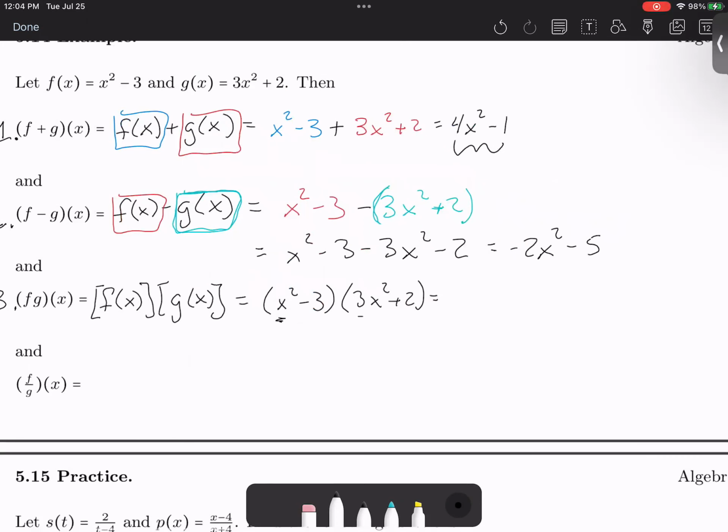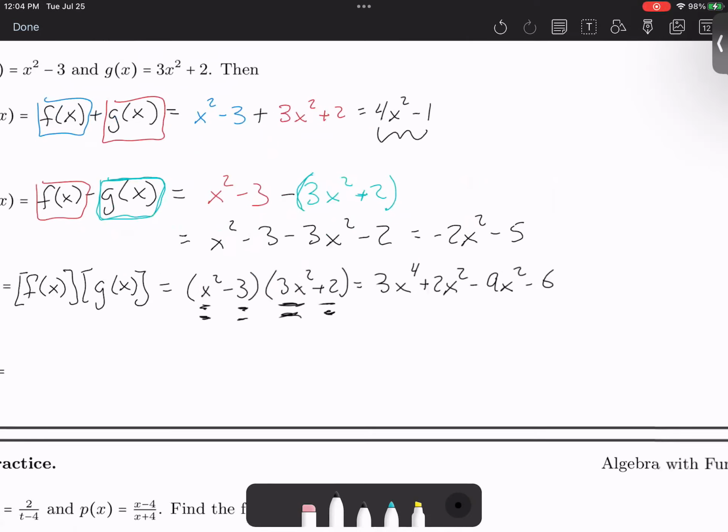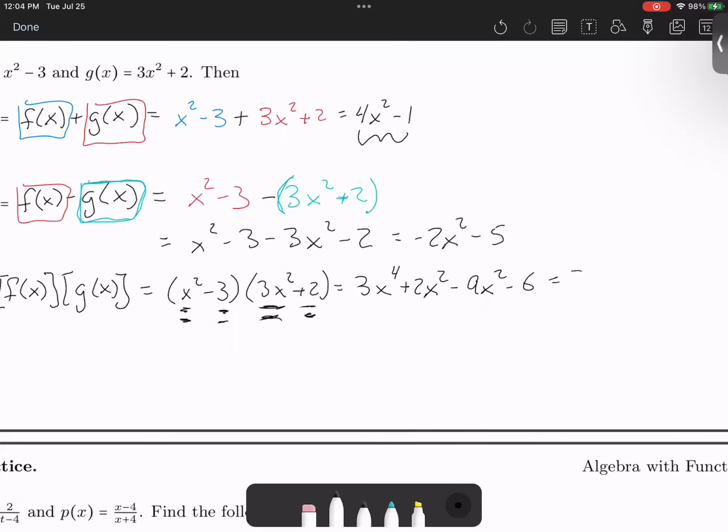So x squared times 3x squared is 3x to the 4th. X squared times a 2 is a plus 2x squared. Minus 3 and 3x squared gives us a minus 9x squared. And minus 3 and plus 2 gives us a minus 6. So we see we can simplify just a little bit: 3x to the 4th minus 7x squared minus 6.